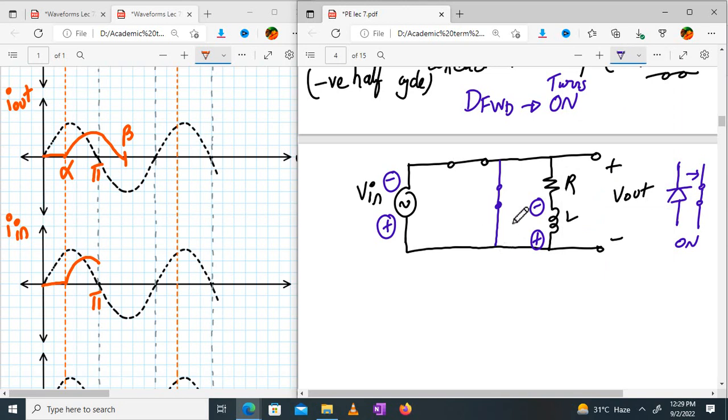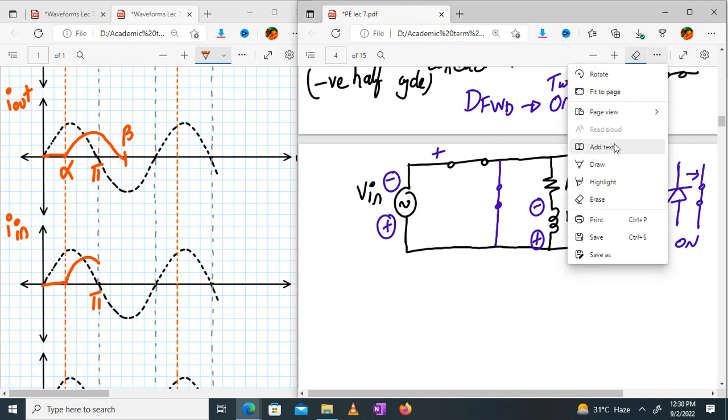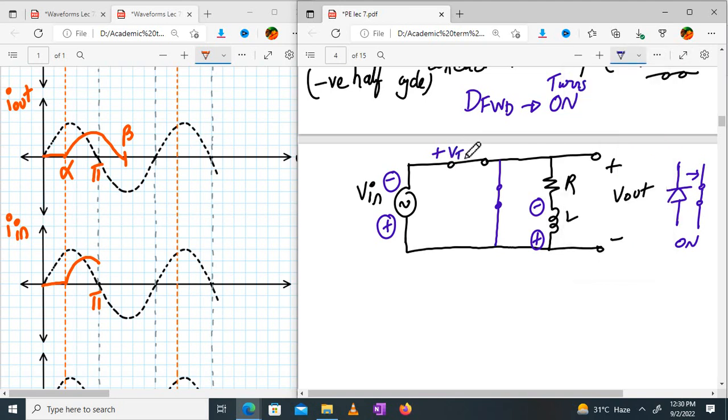Now everyone, what is this voltage? What is this voltage? VT1, correct? Voltage across the SCR when it is on is 0. What is my output voltage? The question is, what is my output voltage? Be clever. My diode is on. It's behaving as a short circuit.